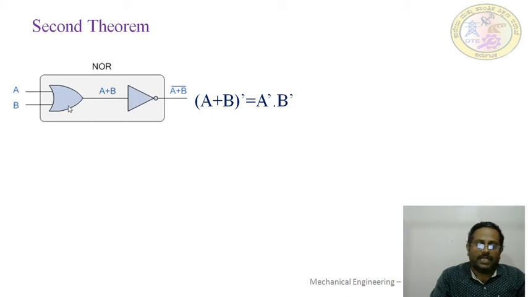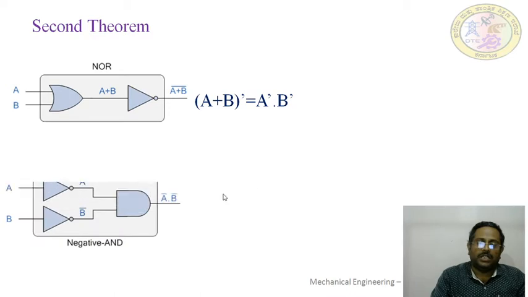This is the LHS. The RHS of this equation is constructed using a negative AND gate, or what we call a bubbled input AND gate, because here the inputs connected to the AND gate are inverted, using NOT gates. The output of the LHS, that is the NOR gate, should be the same as the output of the negative AND gate to prove the second theorem.